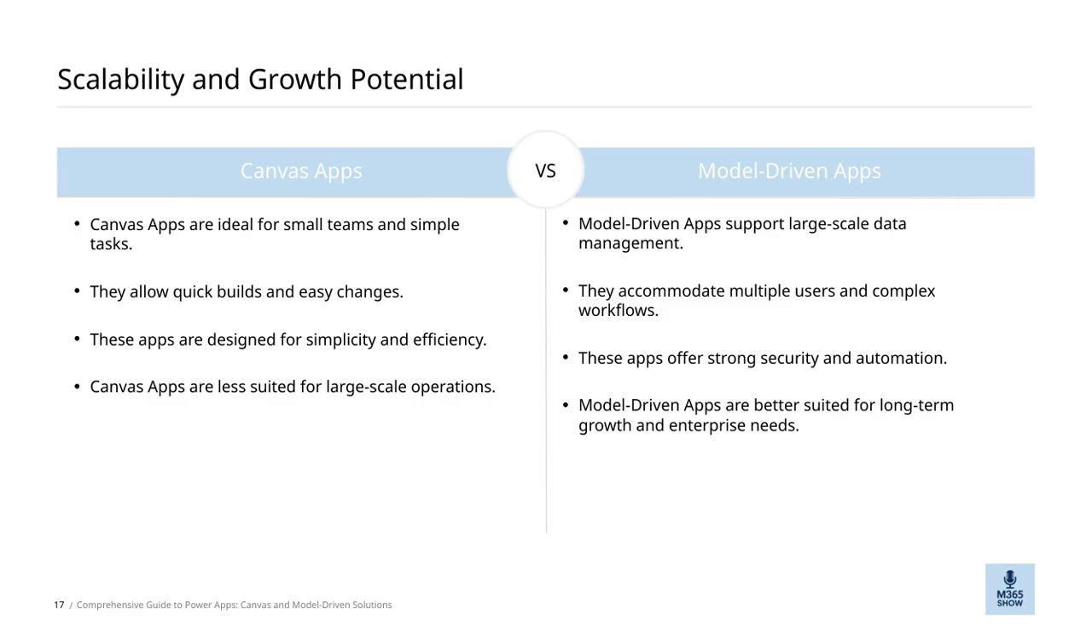On the other hand, Canvas apps are more geared towards small teams and simpler tasks. They allow for quick development and easy modifications, enabling you to adapt rapidly to changing needs. These apps prioritize simplicity and efficiency, making them perfect for smaller projects or teams that need to get up and running fast. However, Canvas apps are less suitable for large-scale operations, where the complexity and volume of data demand the robustness of model-driven apps. So, when considering growth potential, it really comes down to your specific needs, whether you're looking for a scalable, enterprise-ready solution or a lightweight, agile tool for smaller tasks.